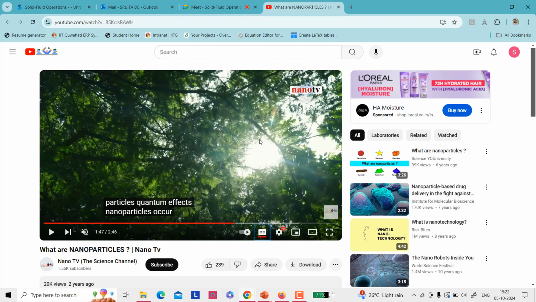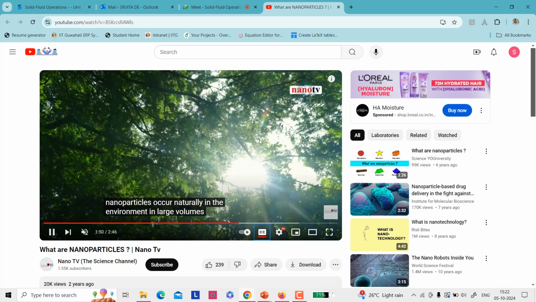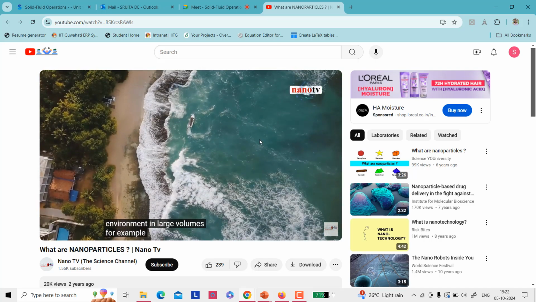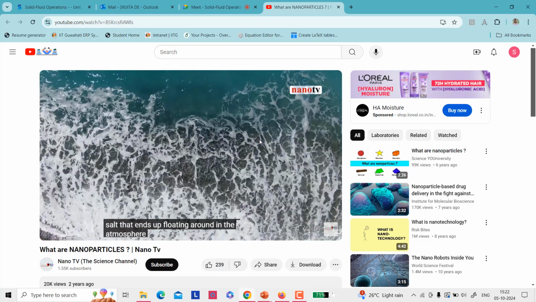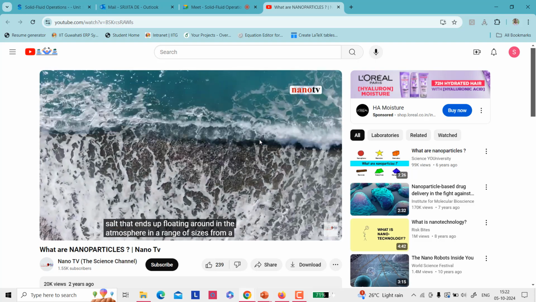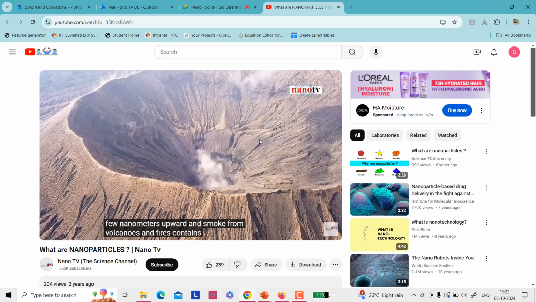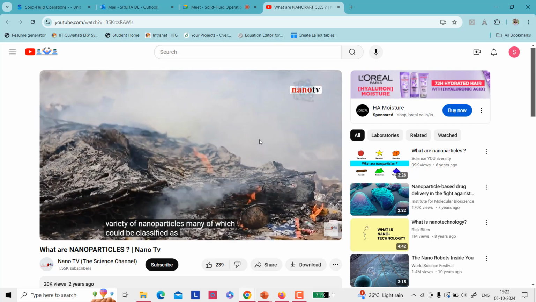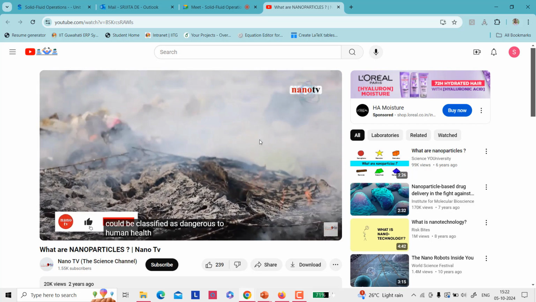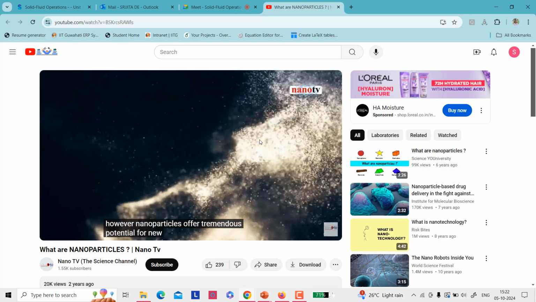Nanoparticles occur naturally in the environment in large volumes. For example, the sea emits an aerosol of salt that ends up floating around in the atmosphere in a range of sizes from a few nanometers upward, and smoke from volcanoes and fires contains a huge variety of nanoparticles, many of which could be classified as dangerous to human health. However, nanoparticles offer tremendous potential for new or improved forms of healthcare treatment that has produced a new field of science called nanomedicine.